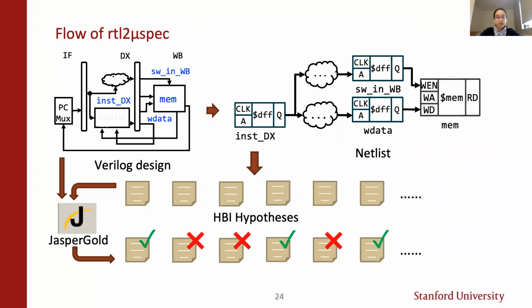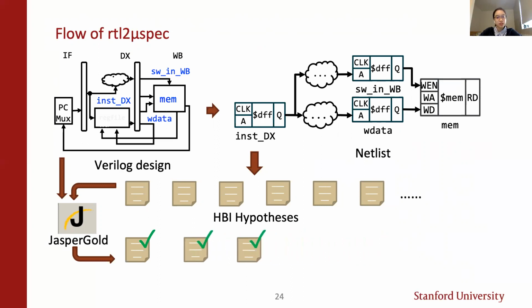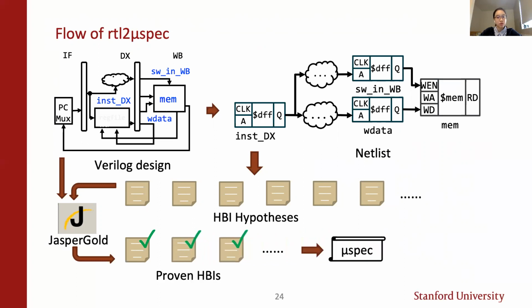JasperGold is a model checker that has a solver as its backend to explore all hardware traces to prove a property holds in a Verilog design. Finally, we collect only those proven HBIs to have a correct-by-construction μspec model in the end. Next, we give details on each of the steps.